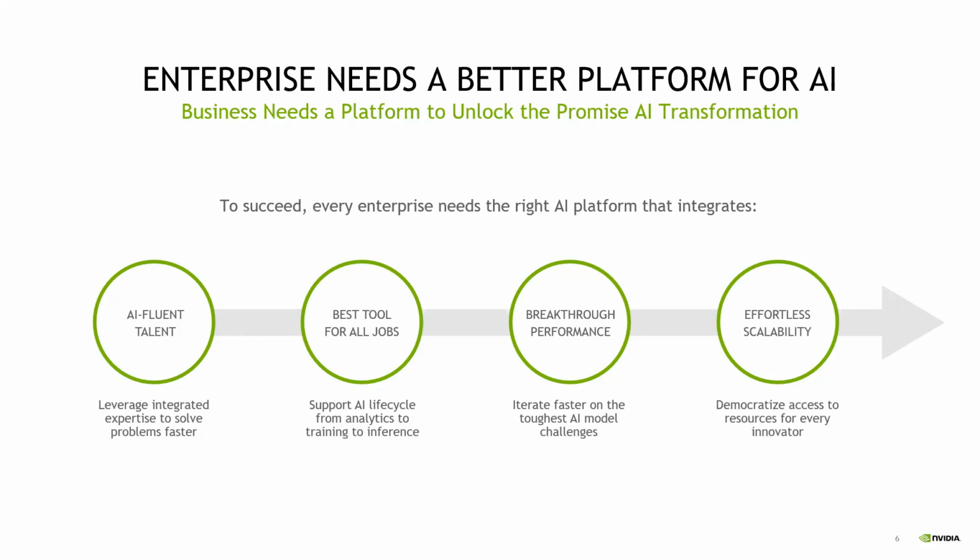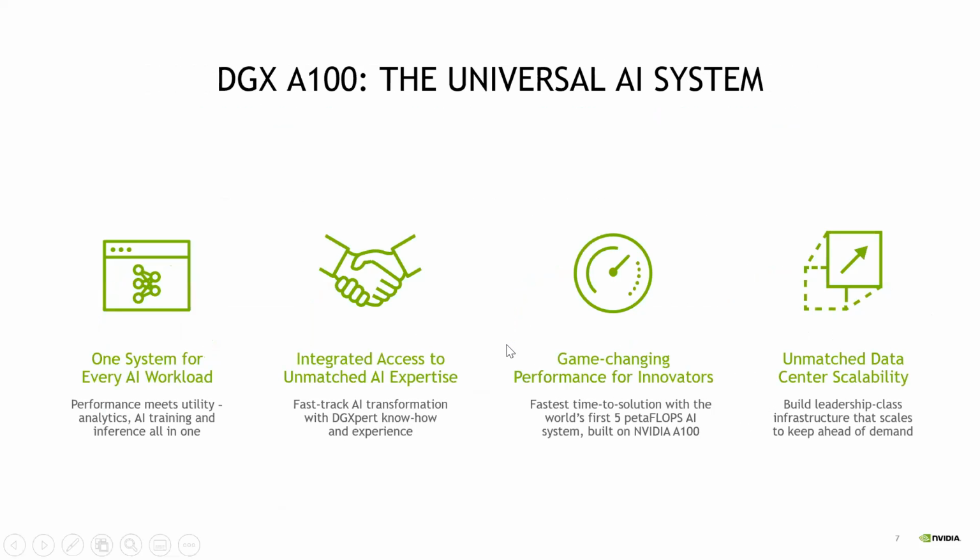So democratize access to resources for every innovator. So you have resources available for each and every job, each and every innovator. Now that is why DGX A100 is being called the universal AI system.